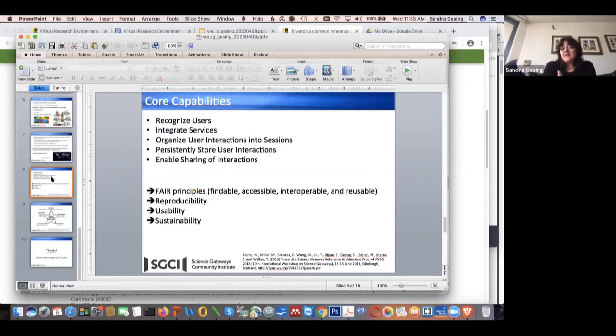It should persistently store user interaction. That is important also for reusing steps, and enable sharing of interactions. And interaction in this way means not only an interaction with the science gateway, but data, tools, workflows. That would be the ideal point, really, to be able to share everything that contributes to a research product. So the goal is to follow FAIR principles, to make tools, the software, and data findable, accessible, interoperable, and reusable. And really also address reproducibility.